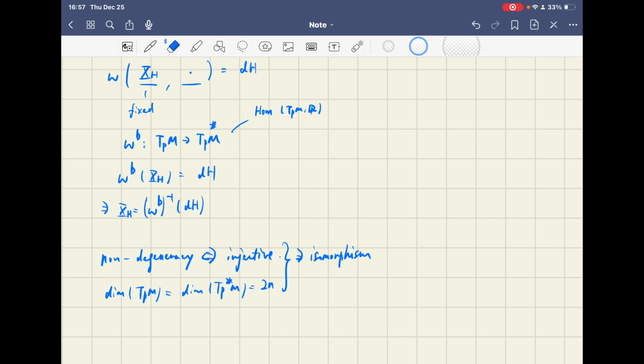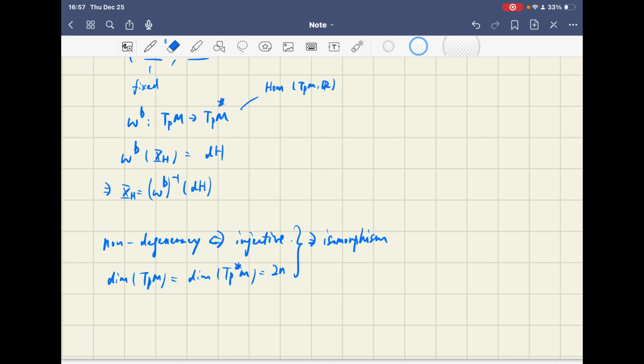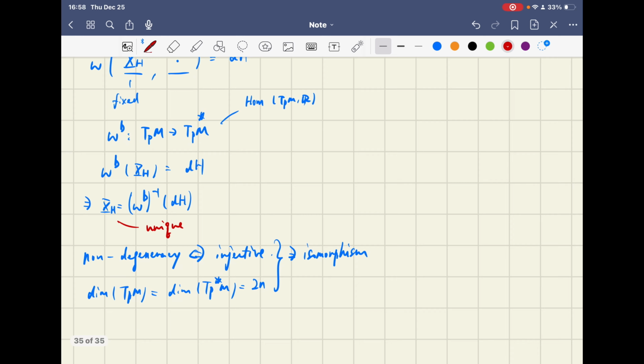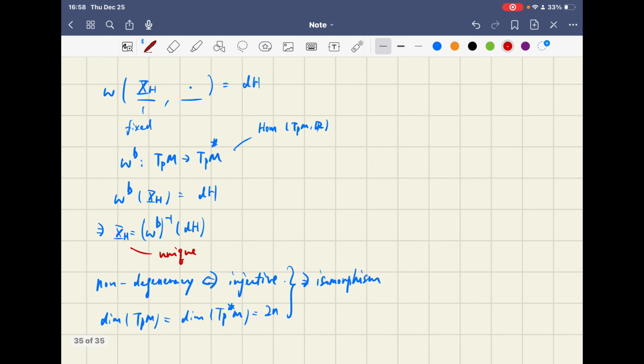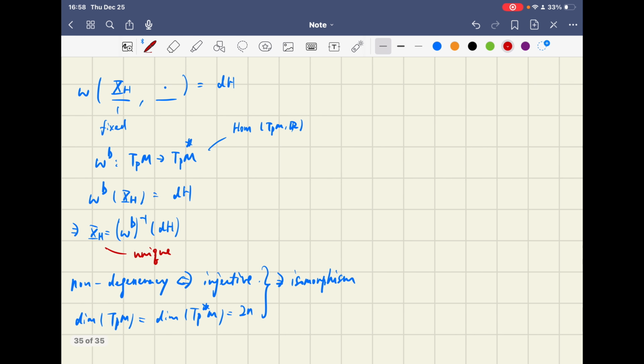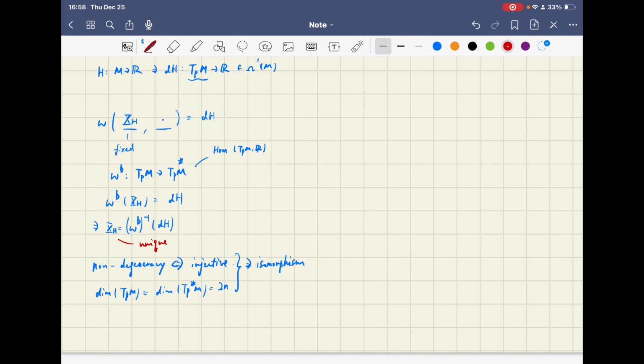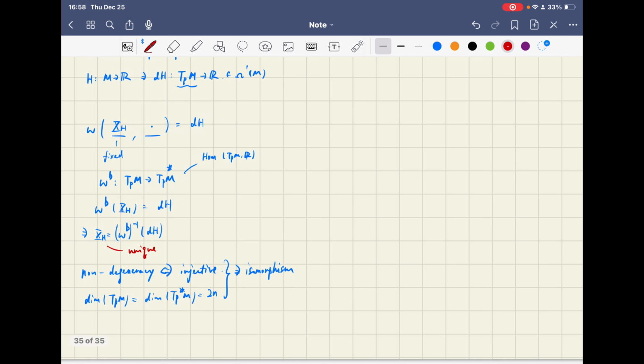Since omega flat is an isomorphism, we can determine that it's bijective as well. So if we use its inverse and the corresponding value is dH, the corresponding vector field we eventually obtain would be unique, because the isomorphism would imply that the projection is one-to-one. Now I believe you see why the non-degenerate condition is quite essential to Hamiltonian formalism, because it helps us obtain a unique vector field that could help us predict the motion of the system.